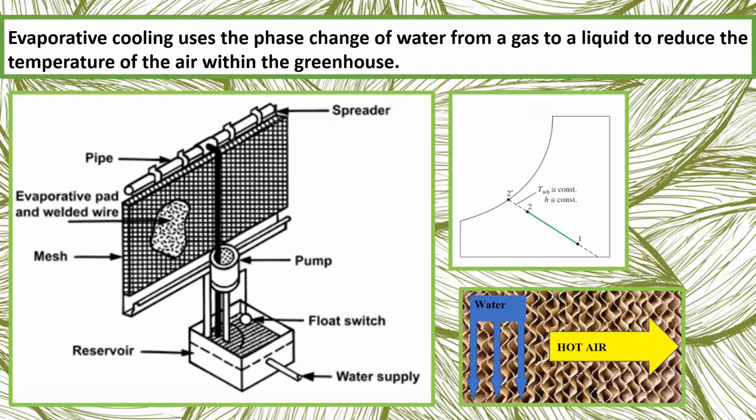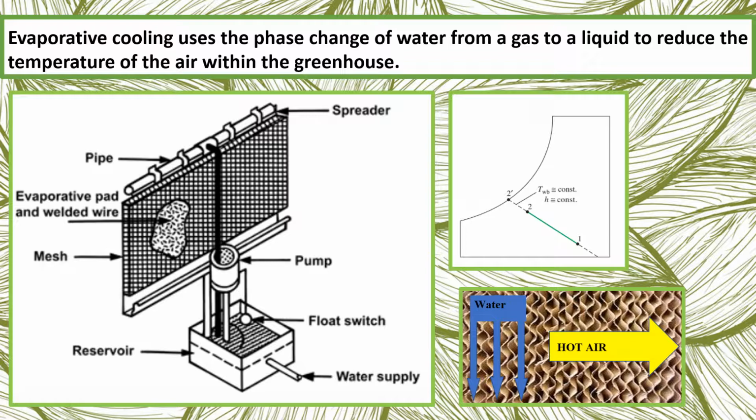On the left you can see an evaporator. Water is pumped up into the separator, then flows through a cardboard mesh and then flows back into the sump. This allows for maximum evaporation to occur.